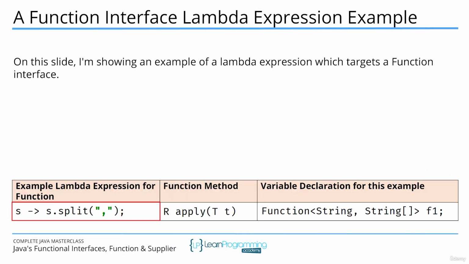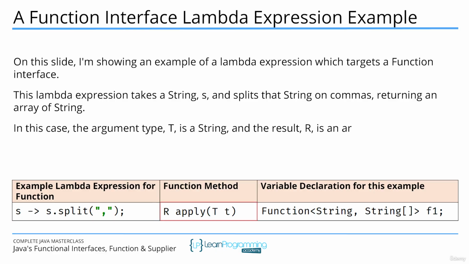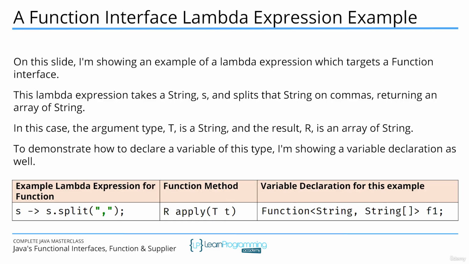On this slide, I'm showing an example of a lambda expression which targets a function interface. This lambda expression takes a string S and splits that string on commas, returning an array of string. In this case, the argument type T is a string and the result R is an array of string. To demonstrate how to declare a variable of this type, I'm showing a variable declaration as well.